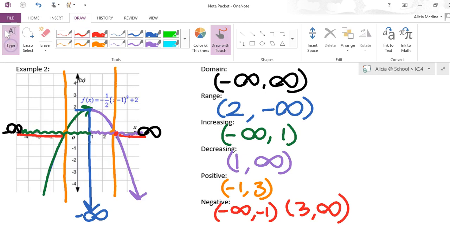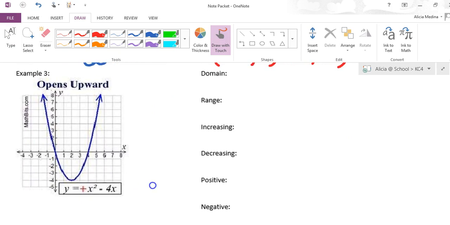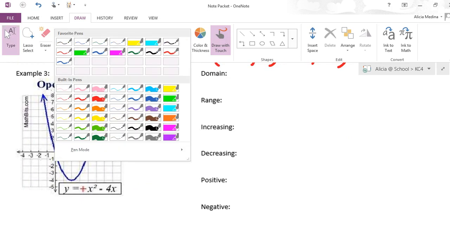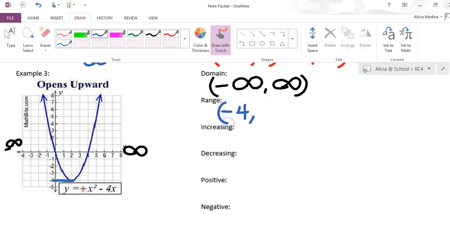Alright, moving on up, a couple more examples here. Going back to a parabola that opens upward. The domain. Hopefully by now you know it's negative infinity to positive infinity, right? From all the way left to all the way right. Our range is the lowest value all the way to the highest value. So this y value is at a -4. And then our parabola is opening upward. So that's going to go up to a positive infinity.